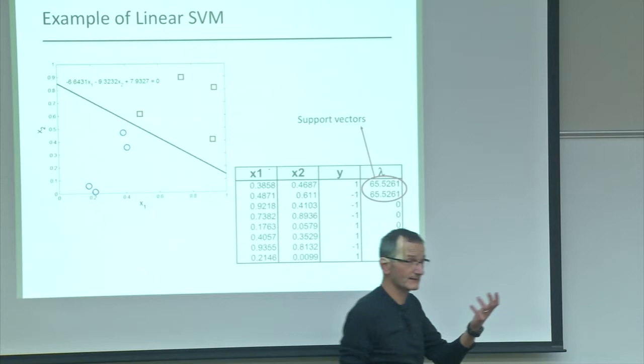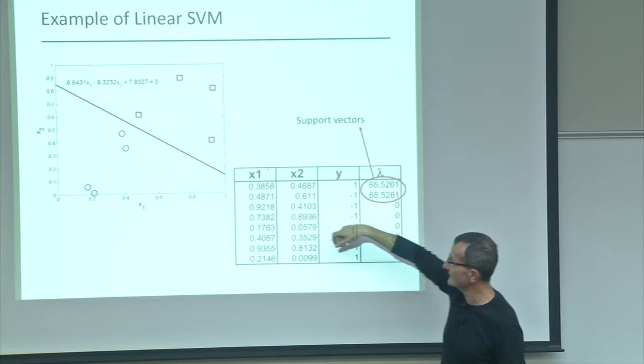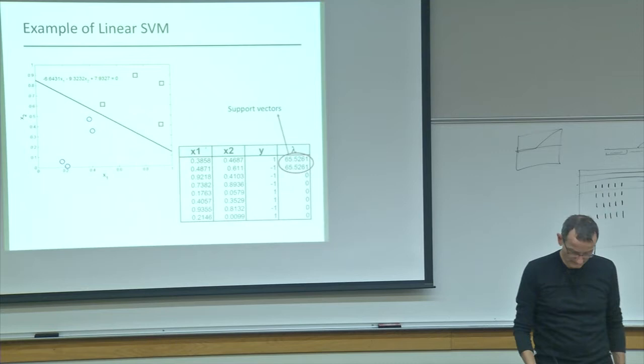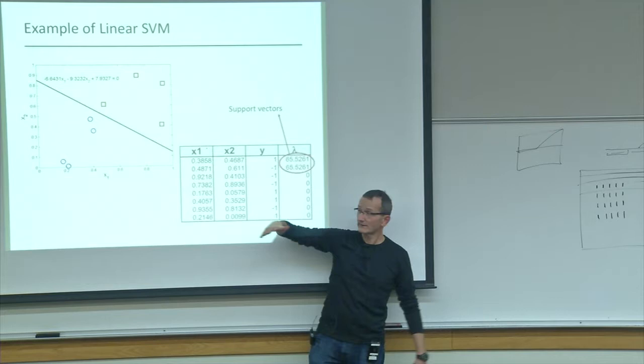And if you have taken an optimization course, those are the points whose corresponding Lagrange multipliers are non-zero. Everything else is zero, because the Lagrange multipliers are used to satisfy constraints. Those are the ones that, if I do not have them there, will violate the constraints. So long story short, the linear support vector machine is trying to estimate a line that goes in the middle and gives the maximum margin.